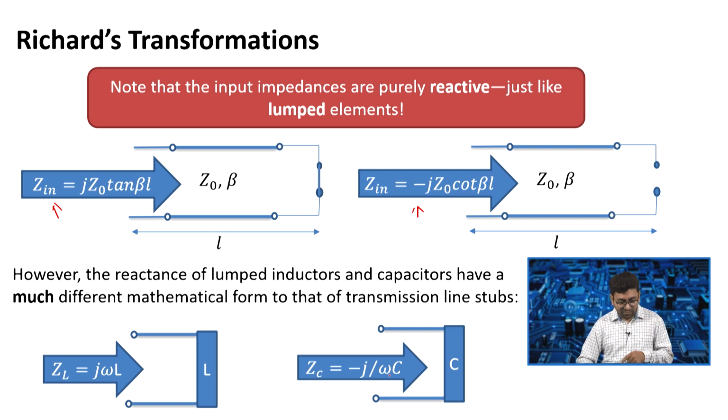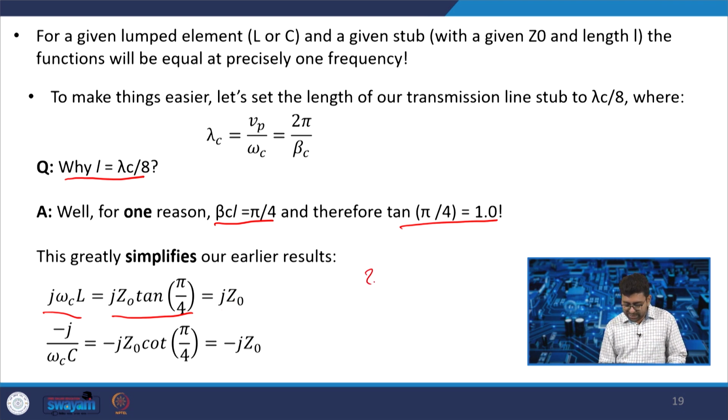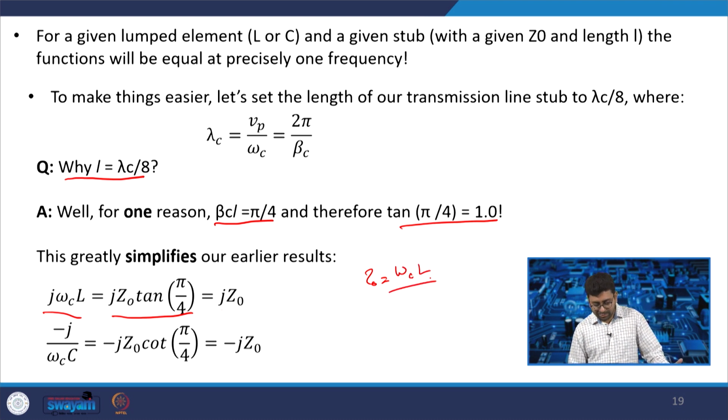Now if we fix the length of the line at lambda by 8, so the length of the line is lambda C by 8, then beta C into L will come as pi by 4. So tan pi by 4 is equal to 1. If you want to represent J omega C L, which is equal to J Z0 tan pi by 4, it is nothing but J Z0. So you can easily find Z0, which is equal to omega C into L. So you can realize the inductor value with Z0, and if you want inductance L, you can easily find the Z0.